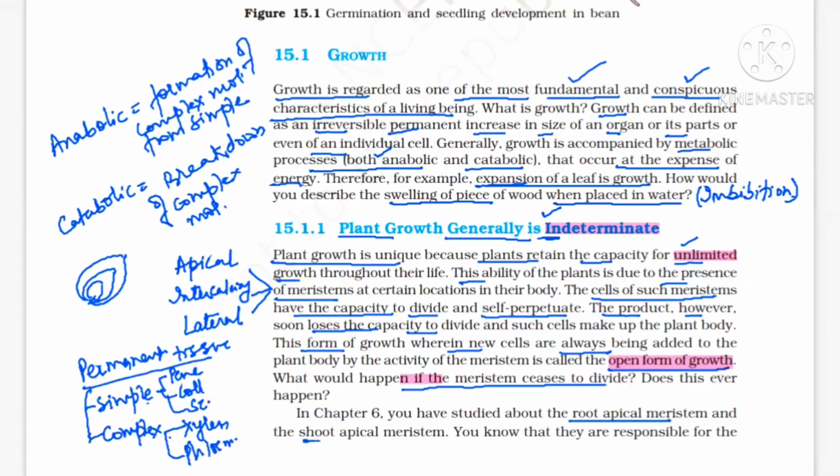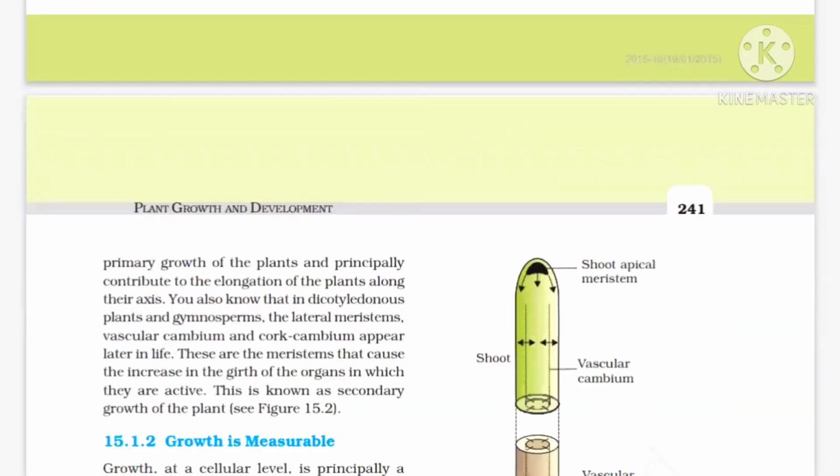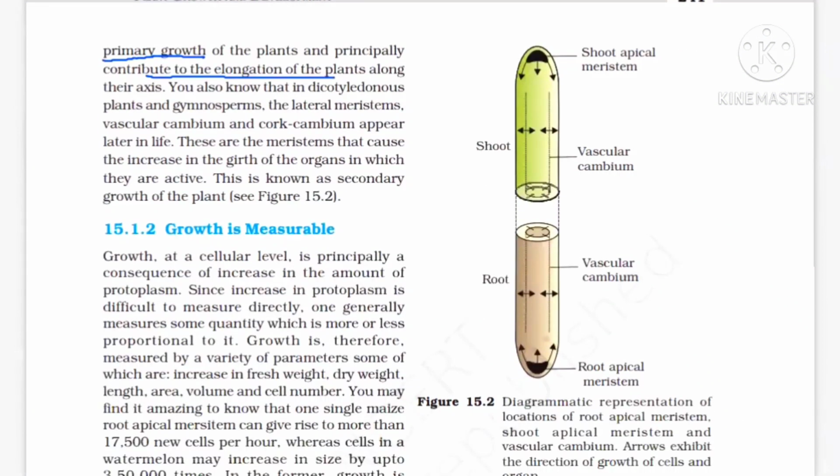Now see one thing, you know very well that root tip is having root apical meristem. Same way the shoot tip will have shoot apical meristem. And they are responsible for the primary growth. Primary growth means increase in the length only. So primary growth is because of the apical meristem, and they are responsible for elongation of the plant. Is it clear?